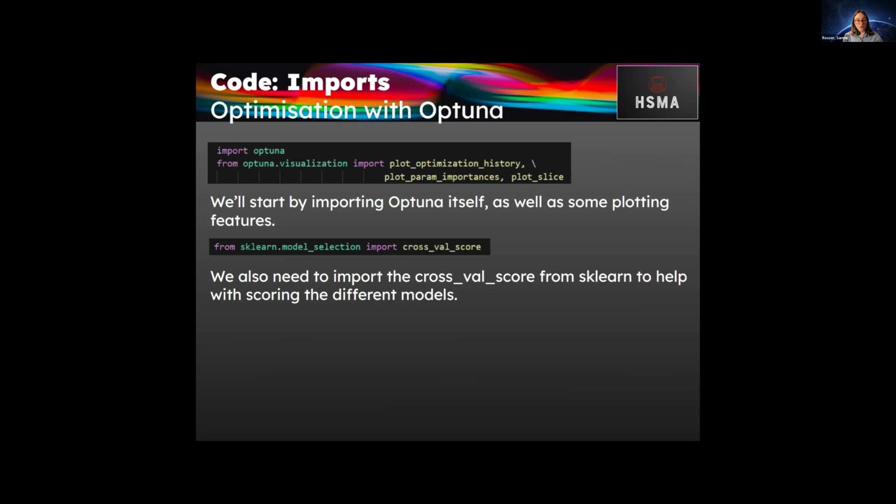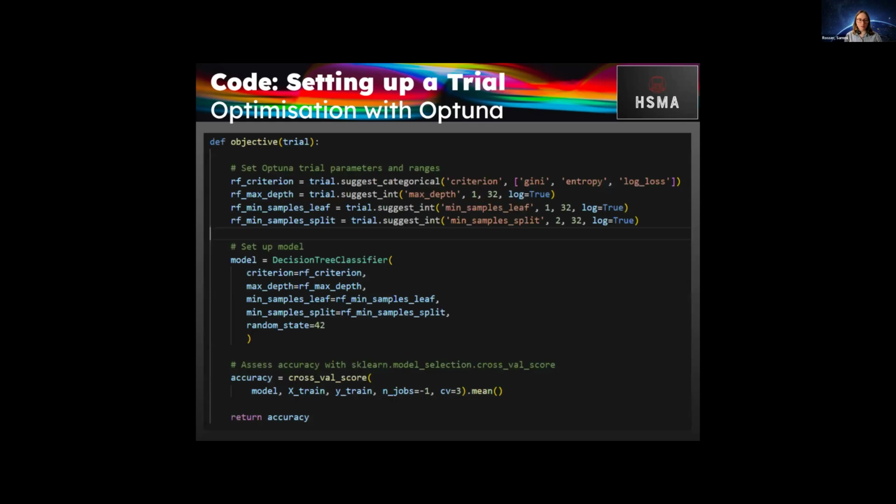We import Optuna, and it also comes up with a nice range of plots for us as well. So we're going to import those plots too. We're also going to import the cross-validation score from sklearn, which is going to help us to score the performance of the different models that Optuna comes up with. This looks scary, but it's actually very similar. We need to define a function called objective, and we pass in a parameter called trial. Now, all we need to do, this is very similar to what we were doing a minute ago.